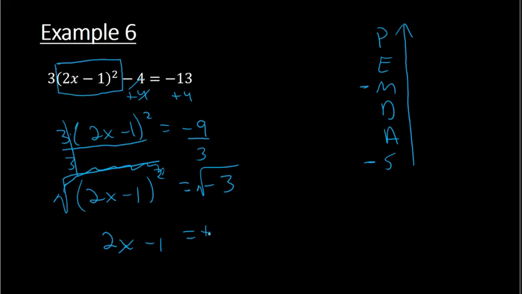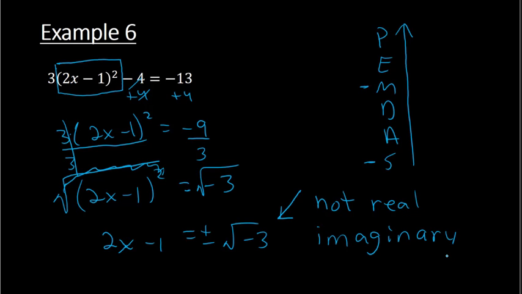And then on the right side, we have a positive or negative square root of negative 3. Now right here at this point, we see a square root of a negative number. What this means is that our solution is not going to be real, because we cannot have a square root of a negative number and have a real answer. So it's not real, or we can say it's imaginary. And as you progress in your study of algebra, eventually we'll work more with these imaginary numbers. But for now, at this point, we can stop here and say that our answer is not real or imaginary.